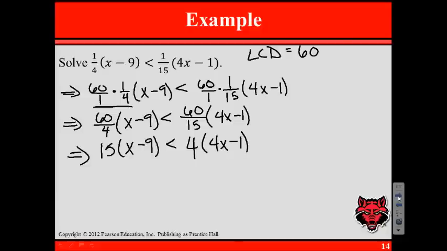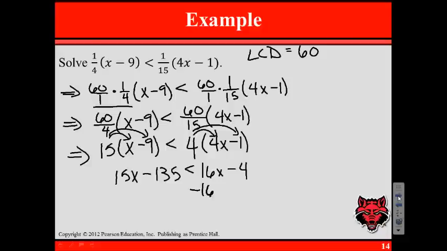We now distribute the 15 and distribute the 4. 15 times x is 15x minus 15 times 9 is 135. That is less than 4 times 4x is 16x. 4 times negative 1 is minus 4. Let's move all of our x's to the left side and numbers to the right side. So we subtract 16x from each side of the inequality.